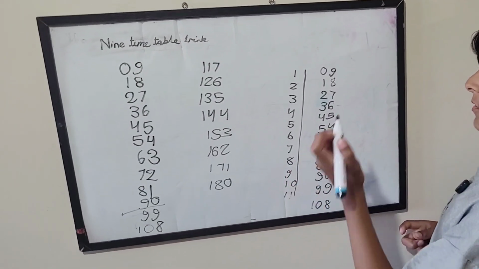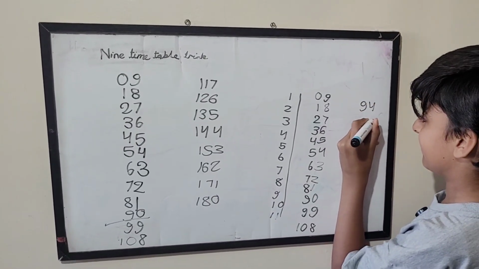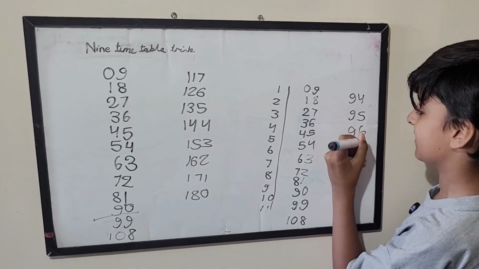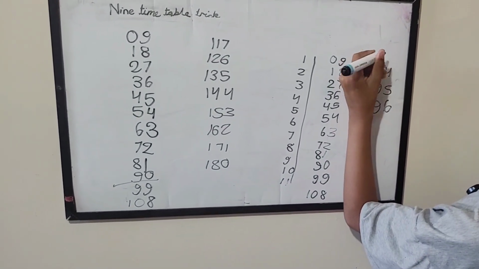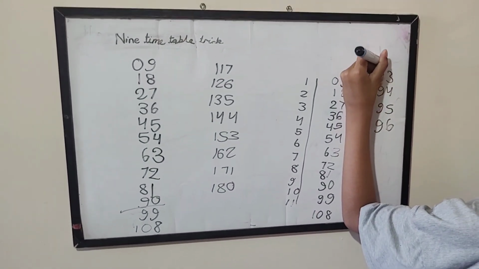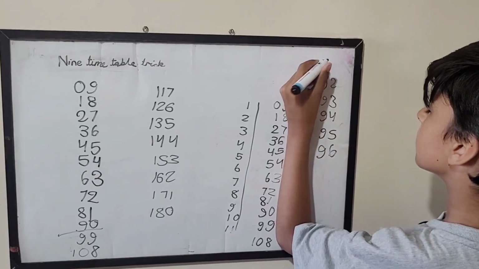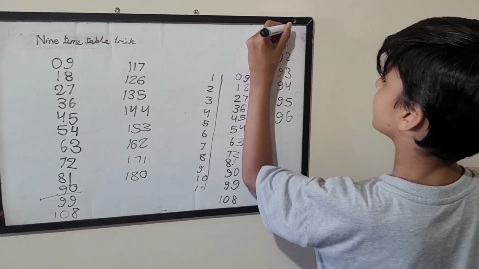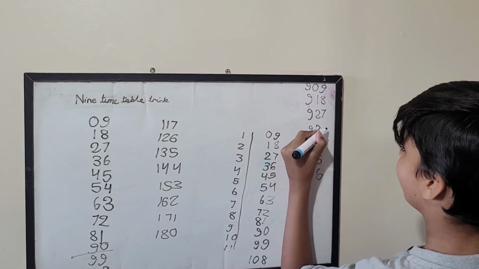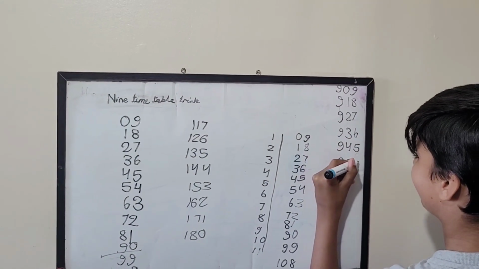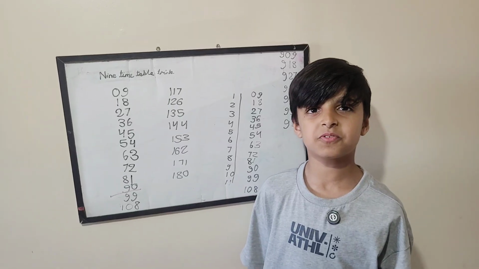Like if we go all the way to 100, we can have 94, 95, 96. We'll go up here. And we could just start with 90. So let's just start with 909. And then like that. 954, 963. Like that.